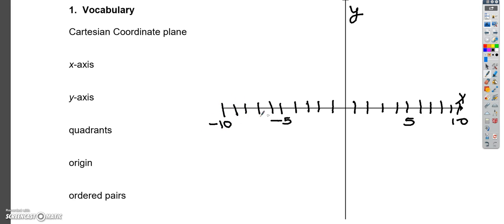Now you can number each and every line if you want to. You can go by 2s, you can go by 5s, whatever you need to do, whatever the problem's asking. On the y-axis, the positive numbers go up, and the negative numbers go down.